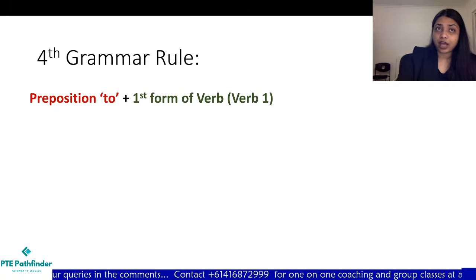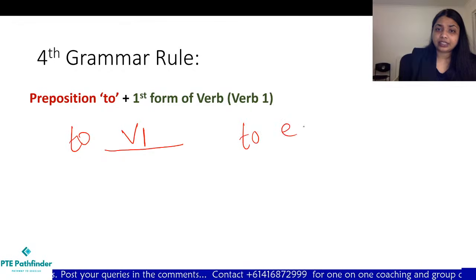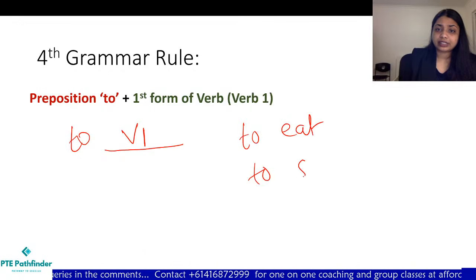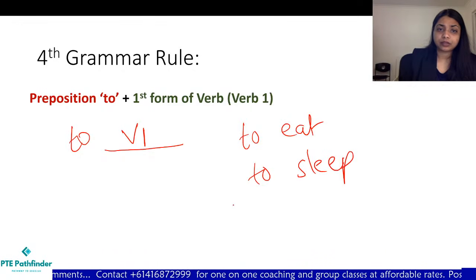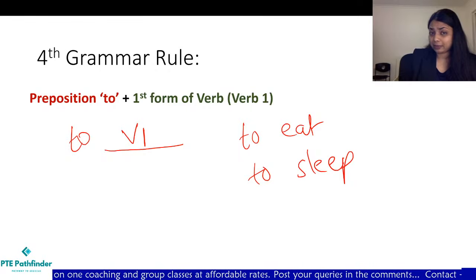So if you have the preposition to, for example, and then you get a blank after it. So remember, always to is followed by the first form of the verb. So for example, to eat, to sleep, right? So this kind of blanks need the first form of the verb, not the past participle.